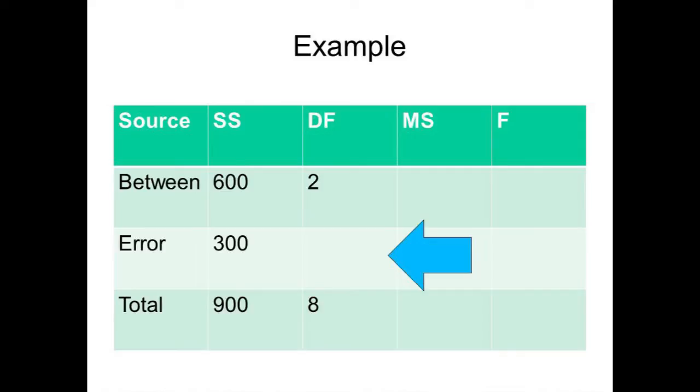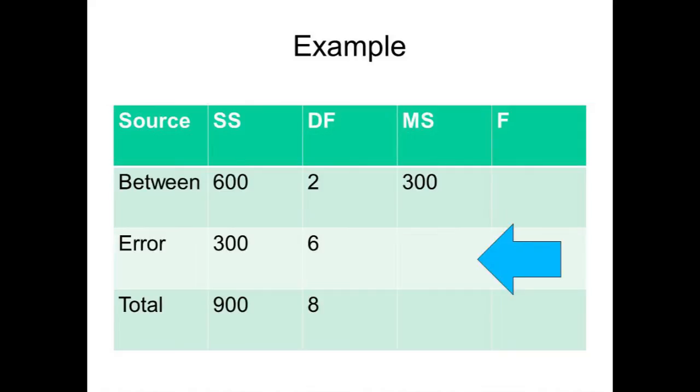And then finally, to get the degrees of freedom error, it's the df total minus the degrees of freedom between. So that's simple enough. 6. Okay, great progress. Now we're ready to move on to the mean squared column, the MS column. The mean squared between is the sums of squares between divided by the degrees of freedom between. So that would be 600 divided by 2, or 300.